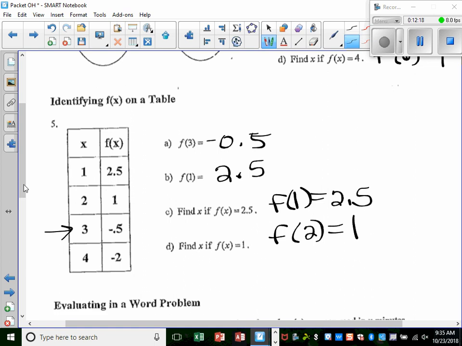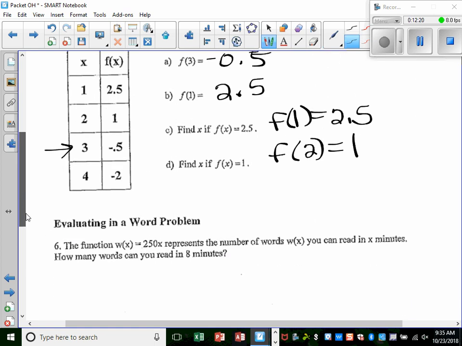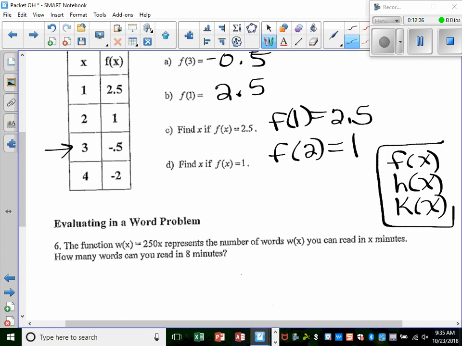Now, the bottom part here is in the form of a word problem. I want you to know you're not always going to see f of x. You could see g of x. You could see h of x. All of these are function notations. These are our most common letters that we use for function notation. However, notice they use a W. If you see a letter and then parentheses x, that simply means function notation. It doesn't always have to be F for function. You might see some other letter.